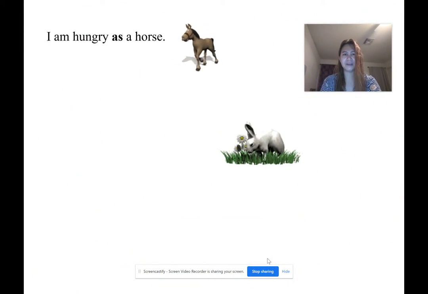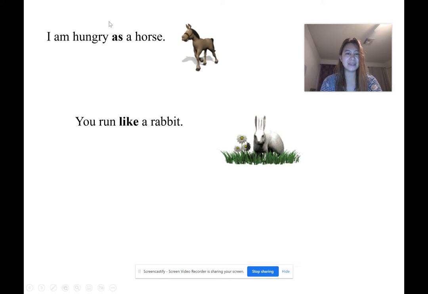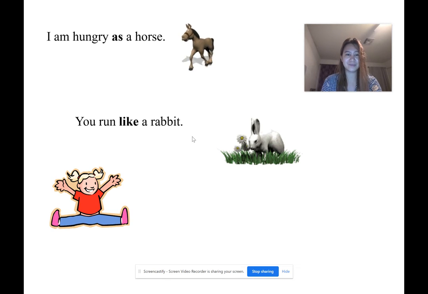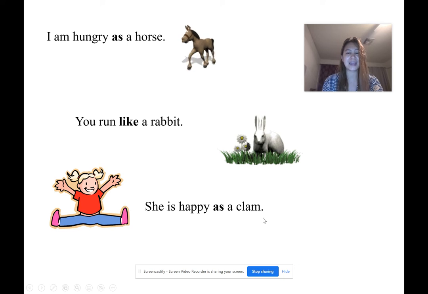Examples: I'm hungry as a horse. So it's the word as comparing the hunger of the speaker to the appetite of a horse. You run like a rabbit. The way the person is running is like a rabbit, and we know that that is fast. And she is happy as a clam. So we have here the words like and as to compare two unlike things.